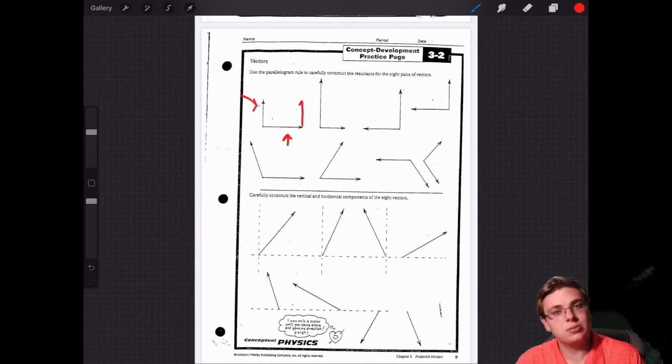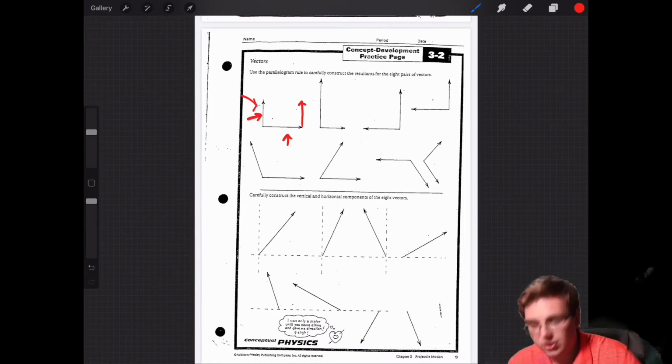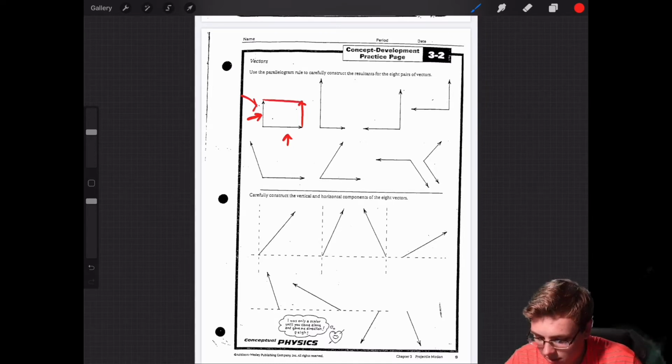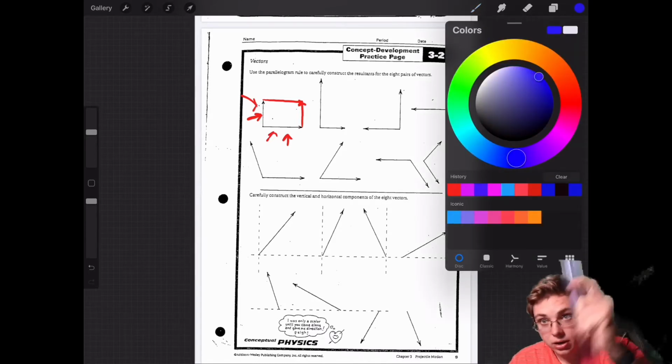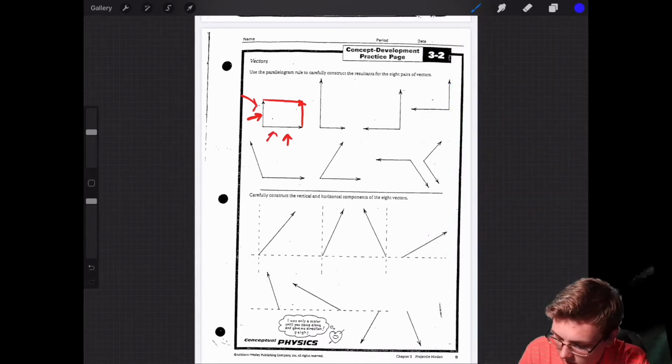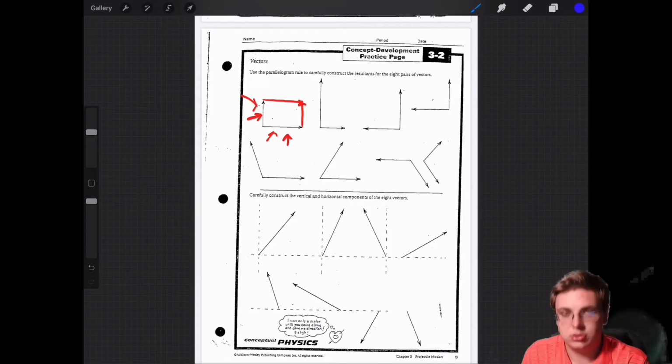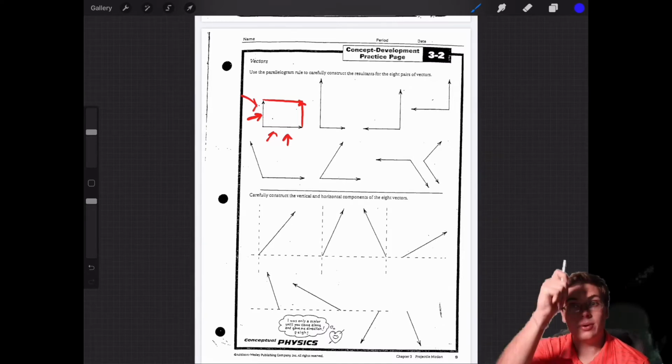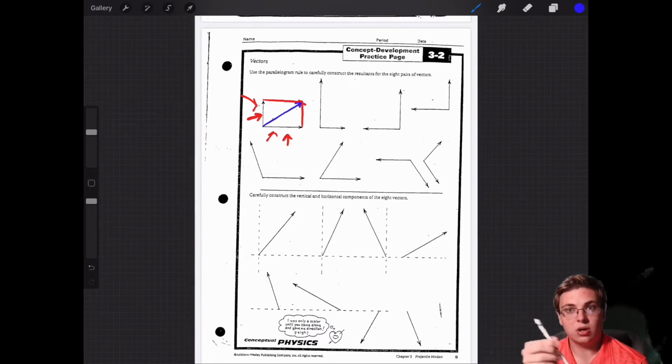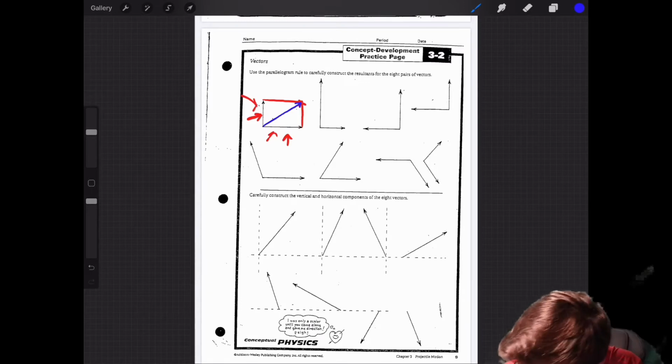Well, it looks very similar to our parallelogram method. So I take a ruler and I put it down and I go straight up, parallel to the one right here. And I take my ruler and I go straight across, parallel to the one right there. And what does that give me? It gives me a resultant vector. And what's that resultant vector? Well, if our components are up and to the right, a resultant vector has to be up and to the right. So when I take my ruler and I draw it across, sure enough, that's what I get.